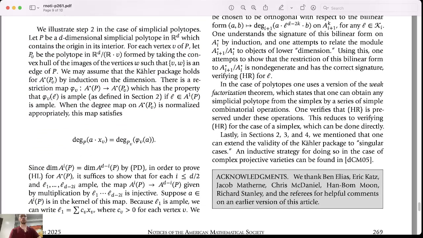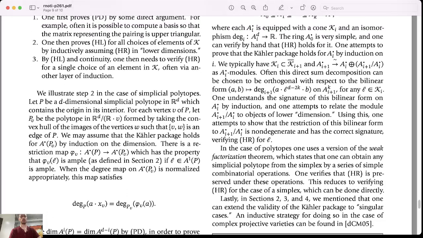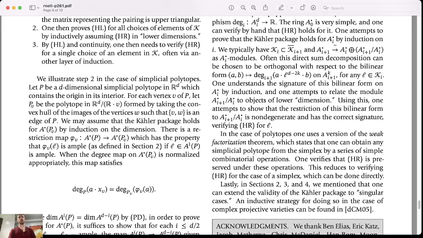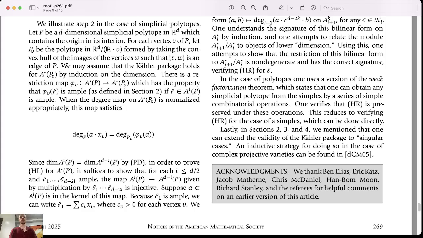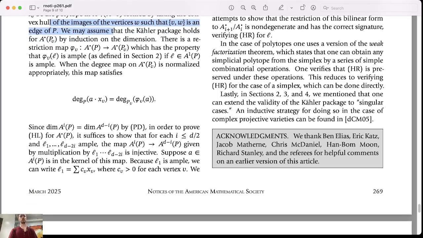We illustrate step 2, proving Hard Lefschetz for all choices of elements of K by inductively assuming Hodge–Riemann in lower dimensions. In the case of simplicial polytopes, let P be a d-dimensional simplicial polytope in ℝ^D which contains the origin in its interior. For each vertex v of P, let P_v be the polytope in ℝ^D / ℝv, formed by taking the convex hull of the images of the vertices w such that the doubleton {v,w} is an edge of P. We may assume that the Kähler package holds for A^•(P_v) by induction on the dimension.